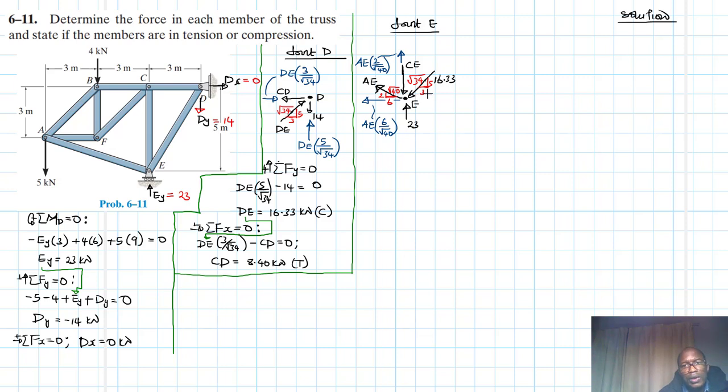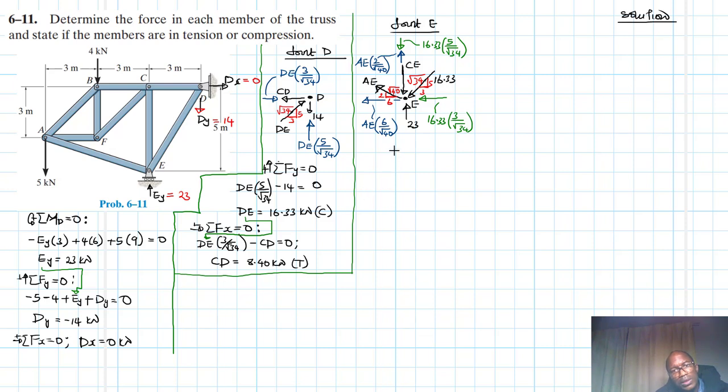And then we're going to have two more components. This one is 16.33 by the run, which is 3 divided by root of 34, and then we have 16.33 by 5 divided by root of 34, right? Great. I think that is fine.